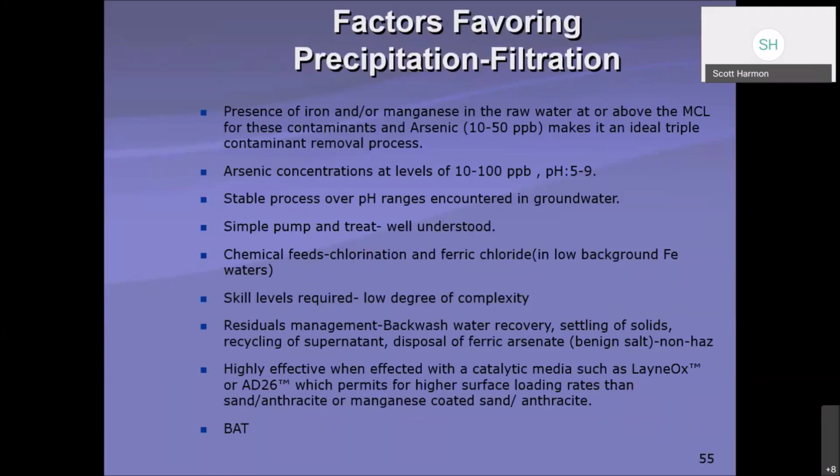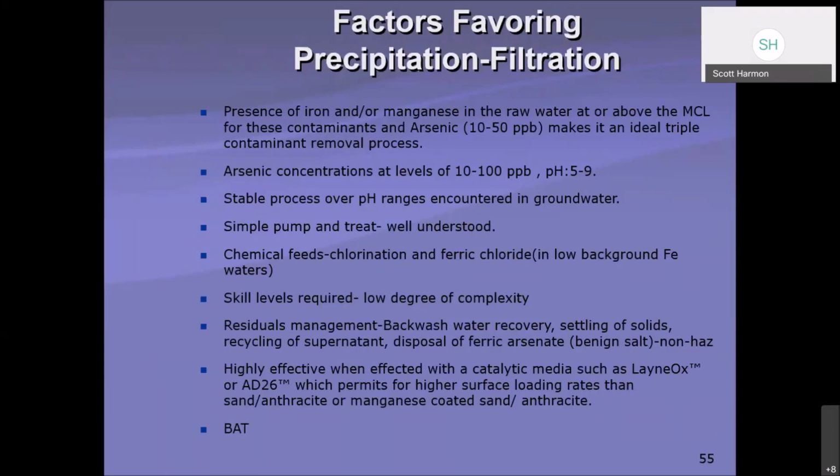Simple pump and treat. What I mean by well understood is this is what we do, right? We operate conventional type treatment plants. So if you're using this format, operators who may have operated a different type of facility for treatment of arsenic removal can come to your facility and go, oh, this is conventional treatment. I know how to operate this. Chemical feeds, chlorination, ferric chloride for low background iron water. So if you don't have the iron load, you could go with the ferric chloride and essentially do the same thing.